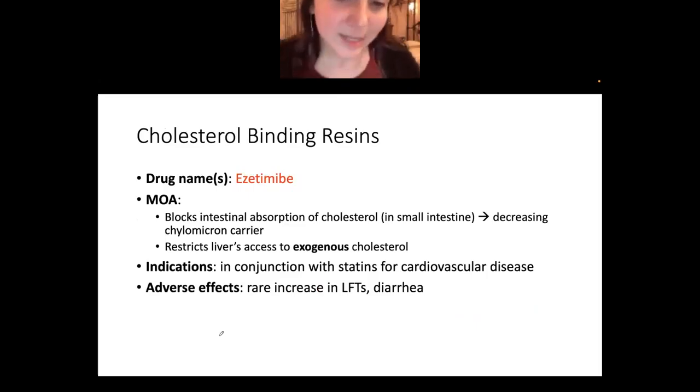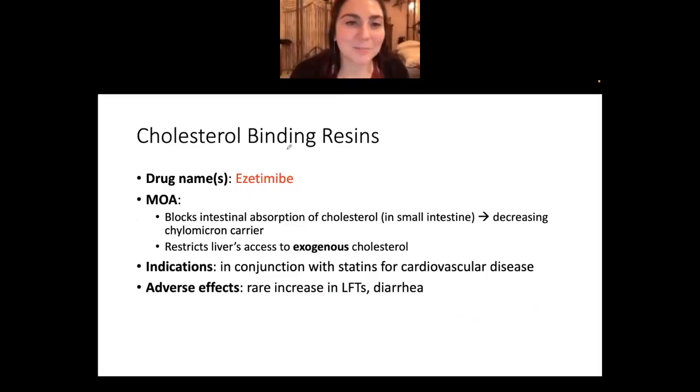Okay, so that's those. Your cholesterol absorption inhibitors, the only one pretty much is ezetimibe. So we love when there's only one. It's basically going to block intestinal absorption of cholesterol in the small intestine. So it's not allowing you to reabsorb cholesterol. You're blocking exogenous absorption of cholesterol.